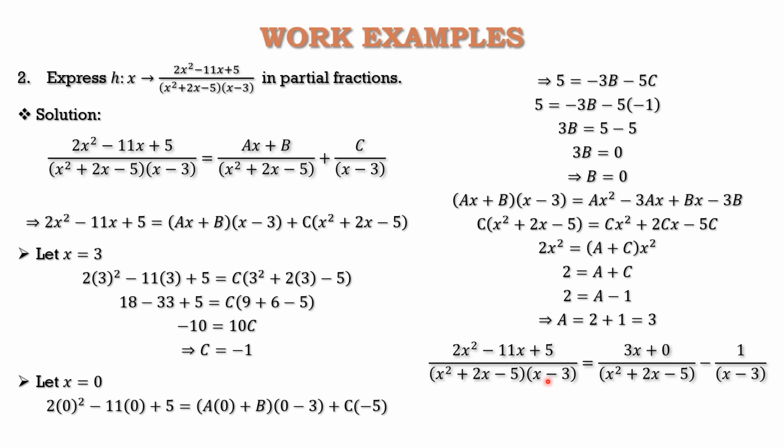So as such, the expression will be written as 3x squared minus 11x plus 5 divided by x squared plus 2x minus 5 times x minus 3 is equal to 3x divided by x squared plus 2x minus 5, minus 1 over x minus 3. So you just have to substitute the values of a, b, and c where they are supposed to be.